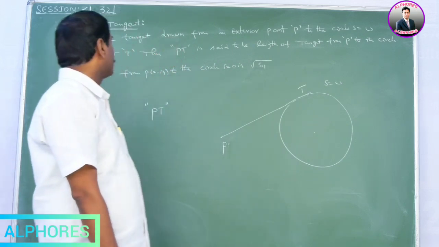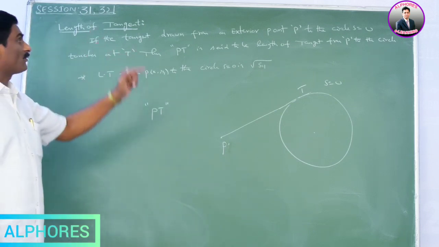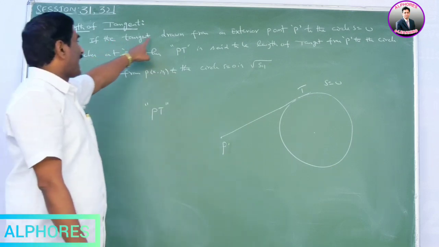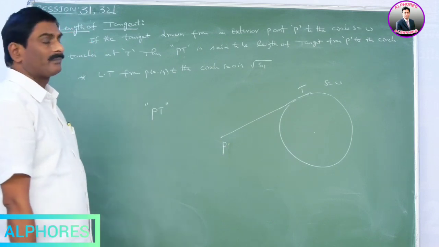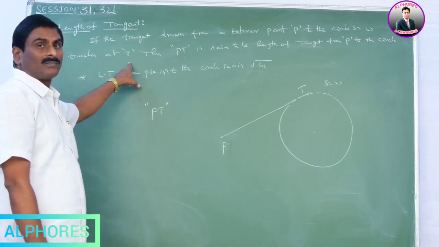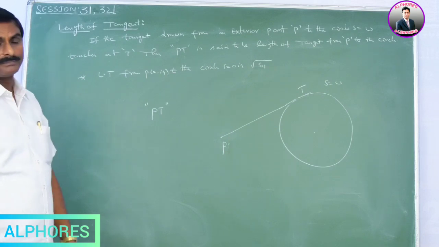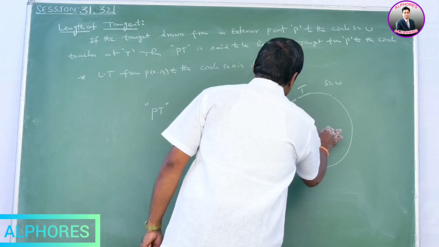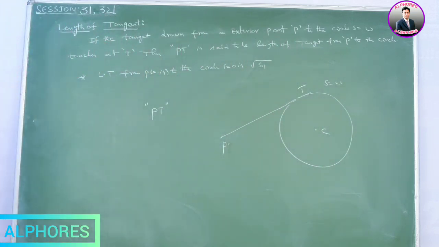Okay, please note this point. Length of the tangent: if the tangent drawn from an exterior point P to the circle S is equal to 0 touches at T, then PT is said to be the length of the tangent from P to the given circle.